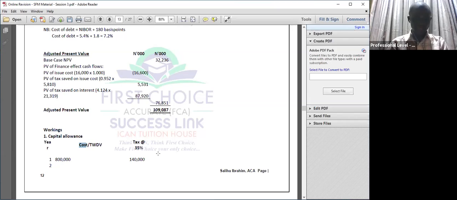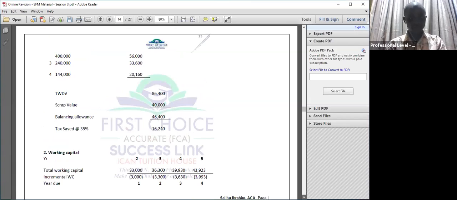800,000 times 0.5 will give me 400,000, no doubt. I will now say that 400,000 times 0.35. So that is what is giving me that 140,000 as my tax saved on capital allowance, okay? That is what is giving the tax saved on capital allowance. I believe that is clear.